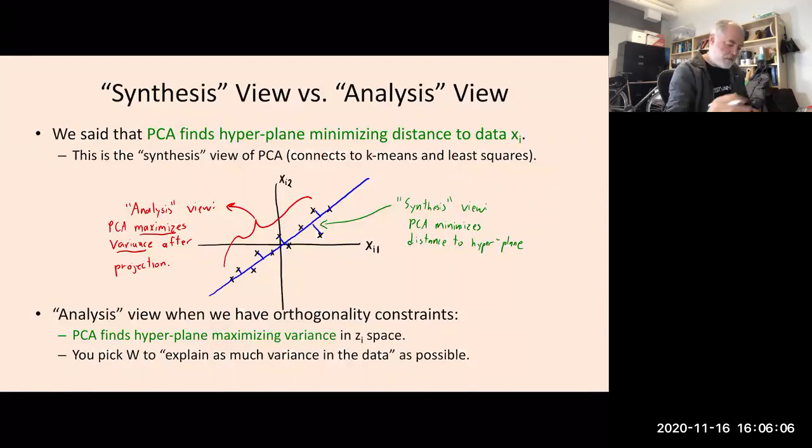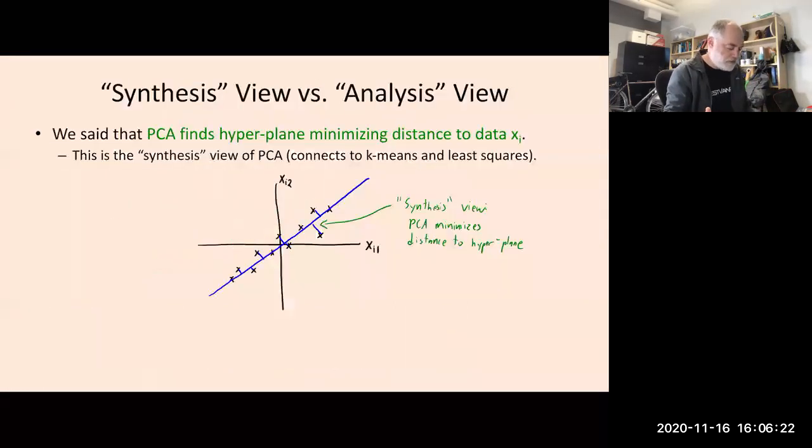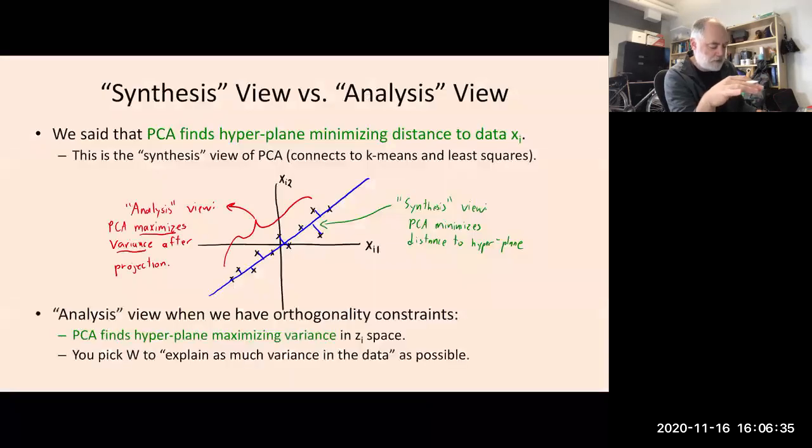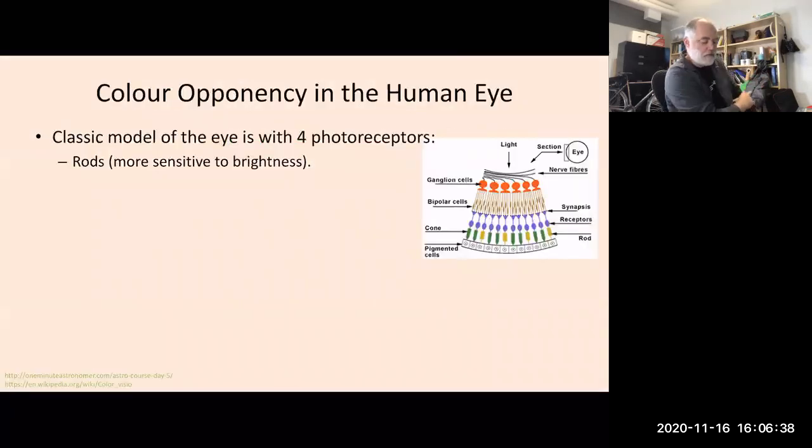This analysis view, when we have orthogonality constraints, picks the hyperplane maximizing the variance in Z_i space, and then you pick the W to explain as much variance in the data as possible. Basically there are a couple of different views. The point is to remind you that we're doing a matrix factorization model where we are making explicit assumptions about the structure of W and the structure of Z. And this lecture is mostly going to be about breaking those assumptions using the tools that we've talked about throughout this course.